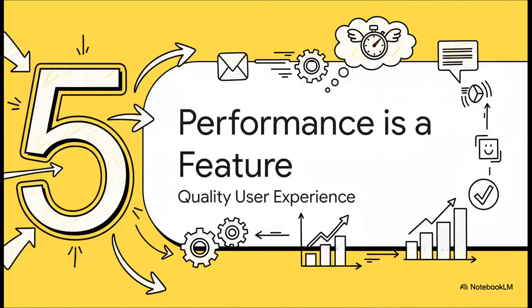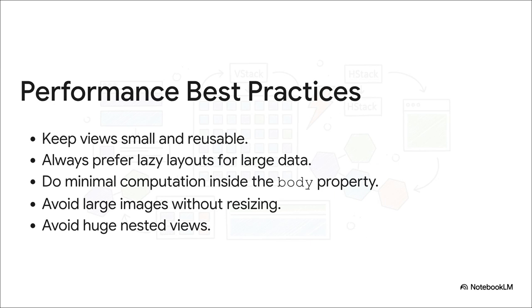So, as we start to wrap this up, I really want you to lock in this one idea. Performance is not just some techie behind-the-scenes detail. Performance is a feature. A slow, janky app feels broken, and a fast, responsive app feels high quality. It's a core part of the user experience. So what are the golden rules? Here are the big takeaways you should burn into your brain. For any large data set, always, always use a lazy layout. Keep your individual views small and focused. And please, avoid doing heavy calculations right inside your view's body property. These habits will make you a much stronger developer, and your apps so much better.